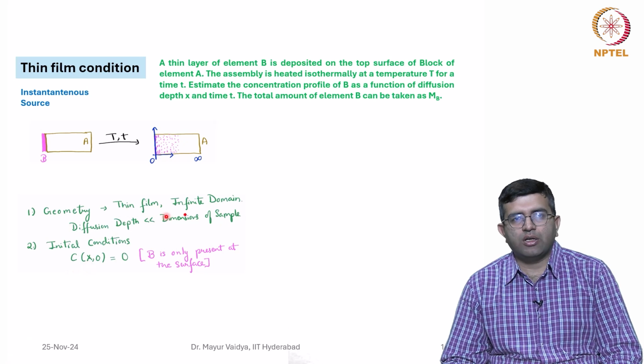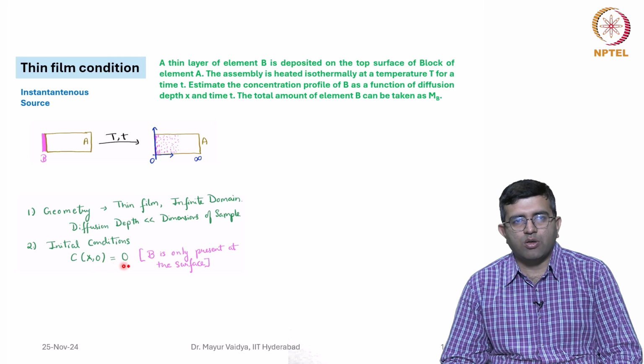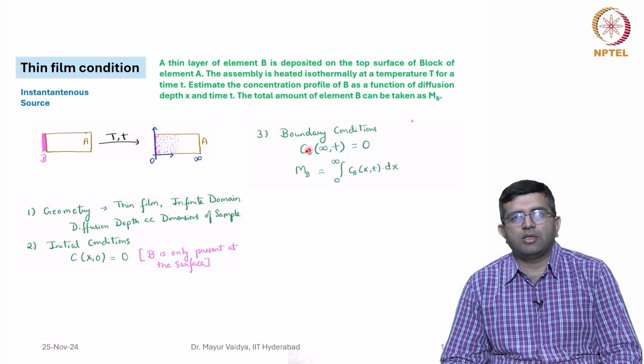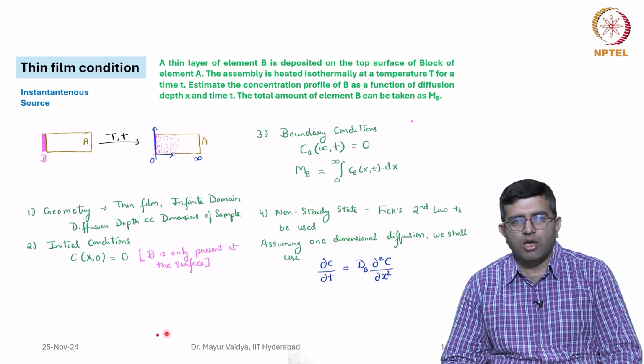Again, the similar conditions apply. It's a thin film, it's an infinite domain, because the diffusion depth we assume to be very, very less than the dimensions of the sample. And the initial condition is C of x comma 0 is 0, B is only at the surface, for x greater than 0. And the boundary conditions, again the law of conservation of mass also applies. M_B is equal to integral 0 to infinity C_B(x,t) dx. And it's a non-steady state diffusion. We should use Fick's second law: dou C by dou t is equal to D_B dou square C by dou x square.